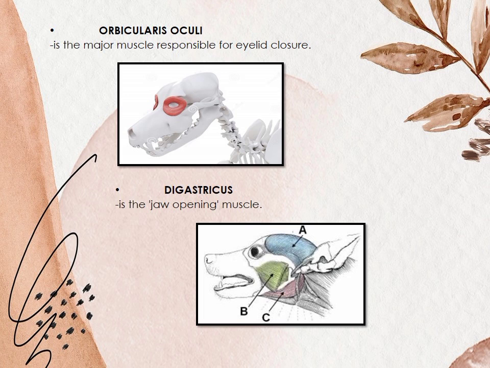Next is the digastricus muscle. The digastricus or the biventer is the only muscle that opens the jaw. That's why it is responsible for the jaw opening. This muscle arises from the occipital bone's jugular process and inserts on the angle and ventral side of the jaw.